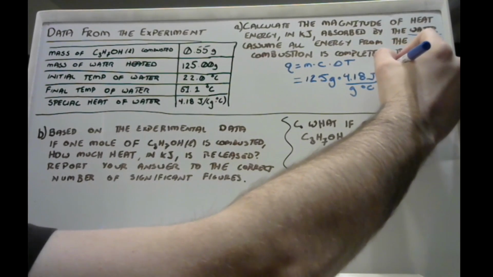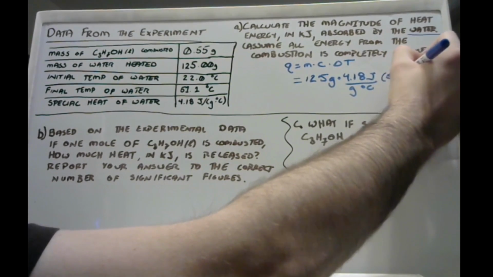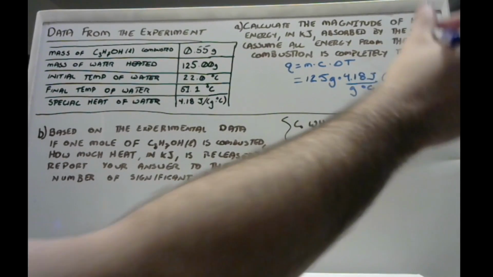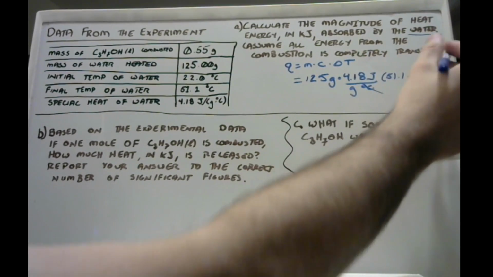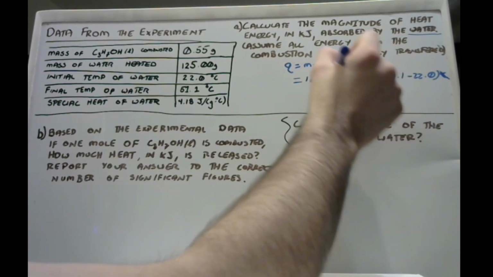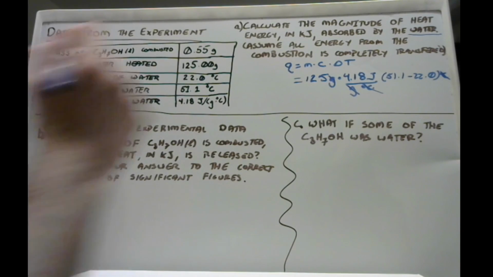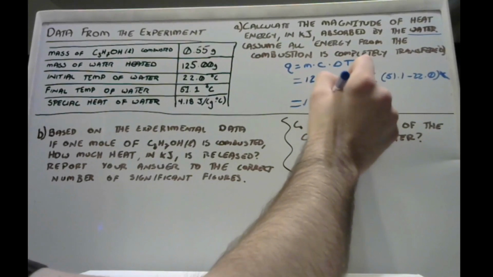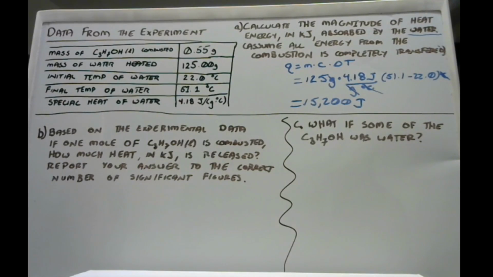Remember, delta T is always T final minus T initial, or in this case 51.1, which is where we ended, minus the 22.0. And that's going to be in degrees Celsius. Check my units. The degrees Celsius and the degrees Celsius cancel out. The grams and the grams are going to cancel out, leave me with joules. I multiply all those numbers out, and I should get 15,200 joules. But I'm not done.